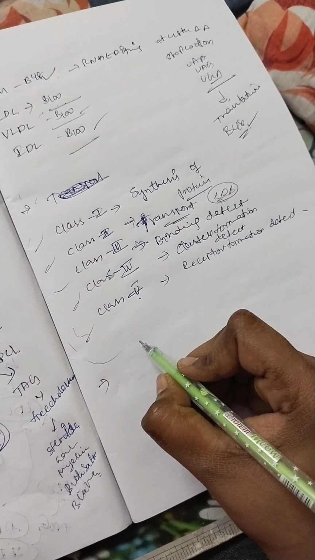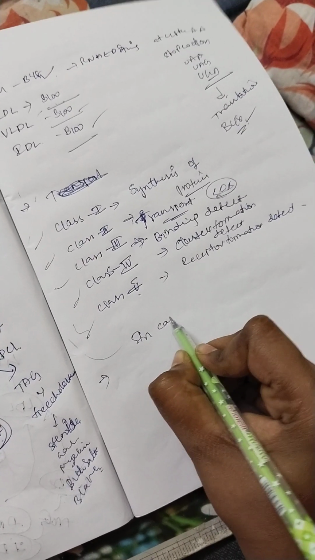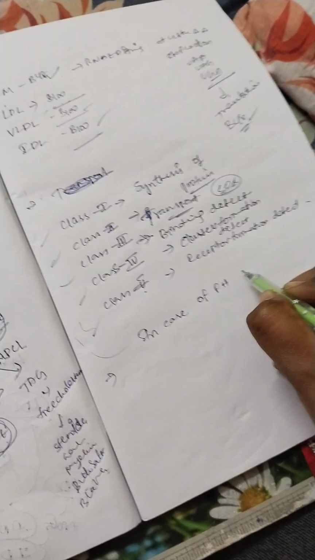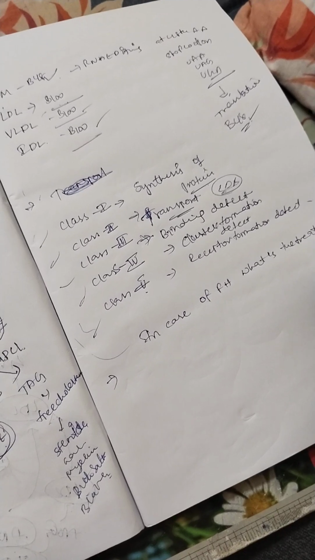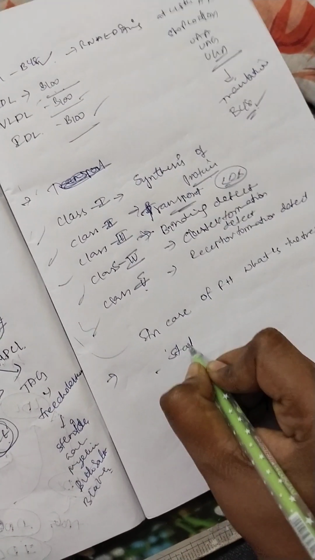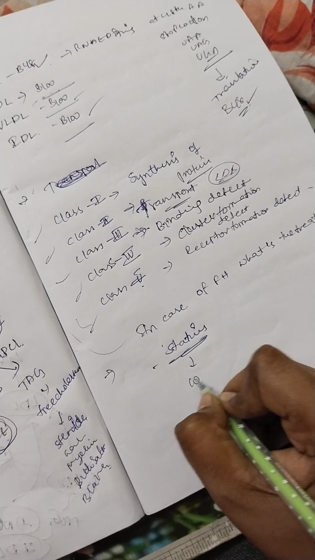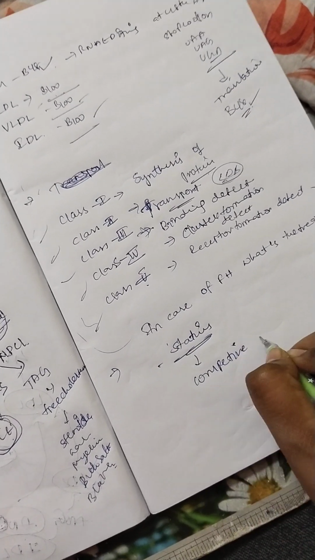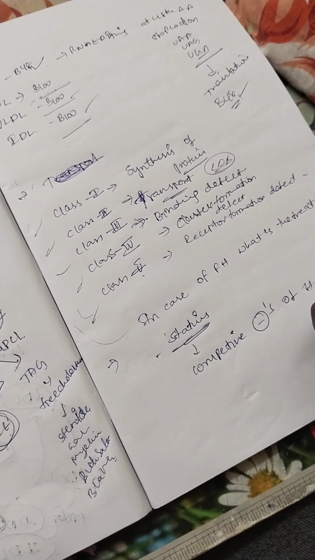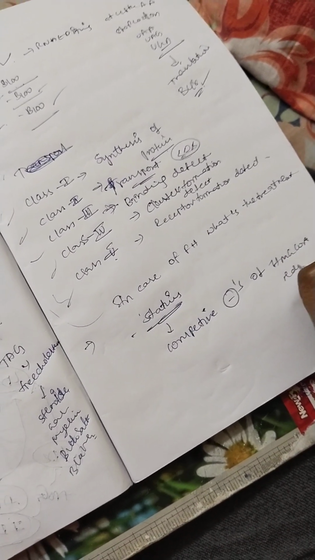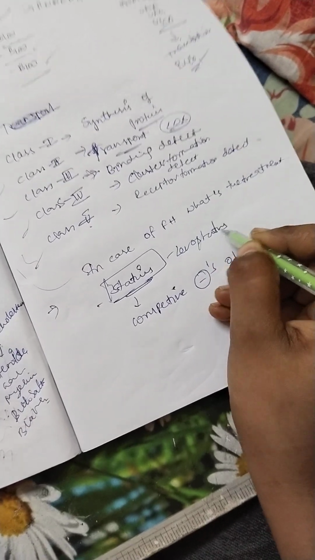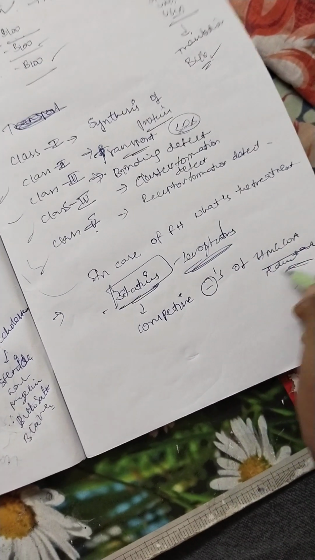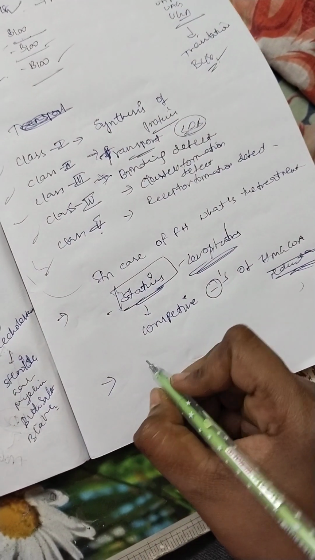We will discuss what the treatment is in the case of familial hypercholesterolemia. Treatments are the statins, which are competitive inhibitors of HMG-CoA reductase. So when you use statins, majorly newer statins, this will inhibit HMG-CoA reductase, so there will be no cholesterol synthesis.